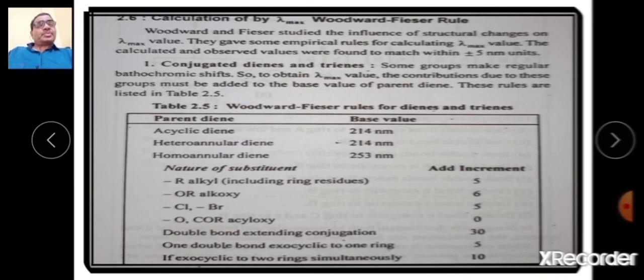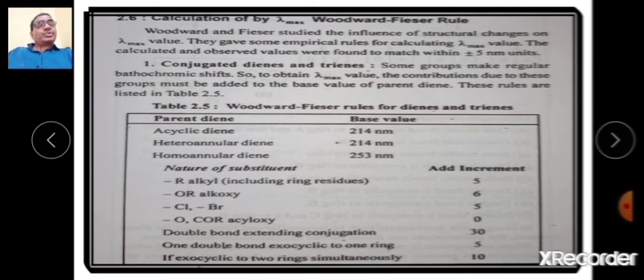Now, when an alkyl substitution is there, including ring residue, then add 5 to the base value. If an alkoxy group is there, add 6 to the base value. If chlorine or bromine is present, then add 5. If an acyloxy group is there, there is no addition to the base value. If the double bond is in extended conjugation, then add 30 nanometer to the base value. If a double bond is exocyclic to one ring, add 5. And if a double bond is exocyclic to two rings simultaneously, add 10.